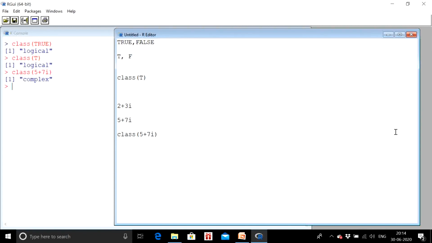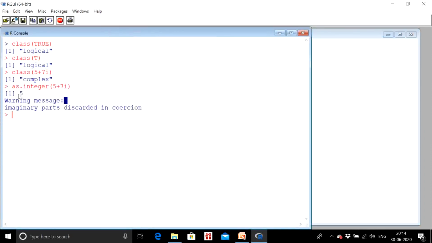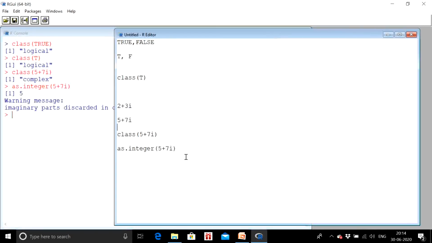You can even convert a complex number into an integer like this, as.integer of 5 plus 7i. Execute the line of code. See, look at this very carefully. It is only showing you the real part, and the warning message is imaginary parts discarded in coercion. So the imaginary part, the 7i, has been discarded while the operation was performed. So that is how you can extract the integer part of a number using the command as.integer. So guys, this was it.